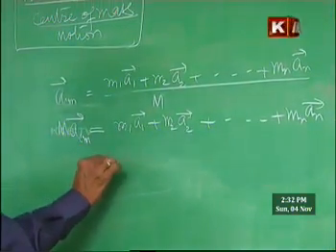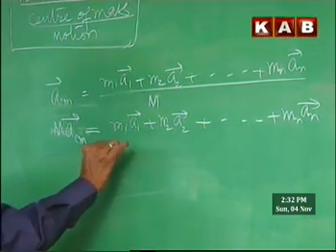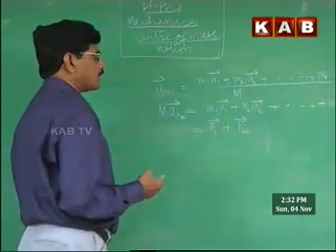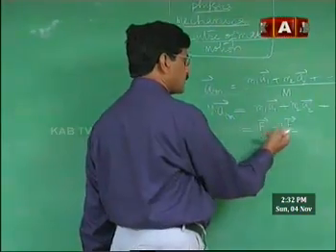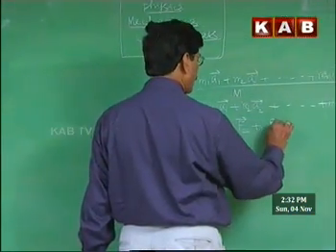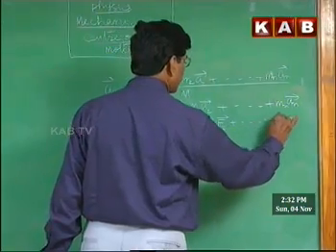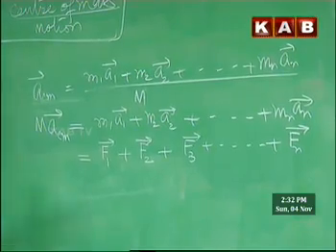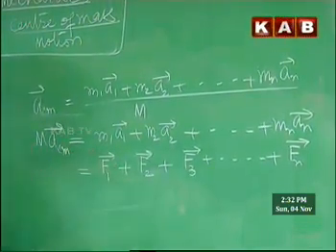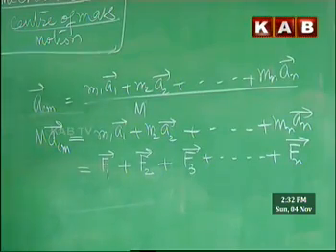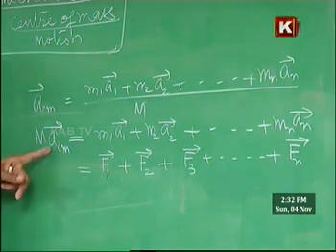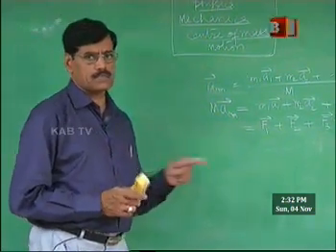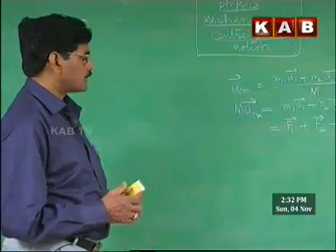Here, according to Newton's second law, M1A1 is the force acting on the first particle. The force acting on the second particle is M2A2. Net force acting on the first particle, net force acting on the second particle, net force acting on the third particle, and so on, net force acting on the nth particle. So, the resultant of all forces which are acting on the particles of the system makes its centre of mass accelerate as if all these forces are acting at the centre of mass, where the total mass of the system is supposed to be concentrated, that is capital M.